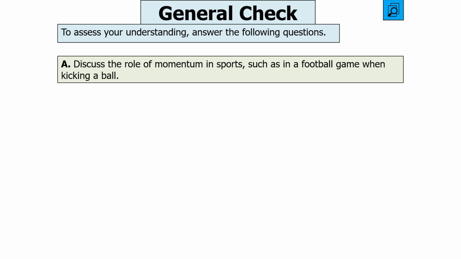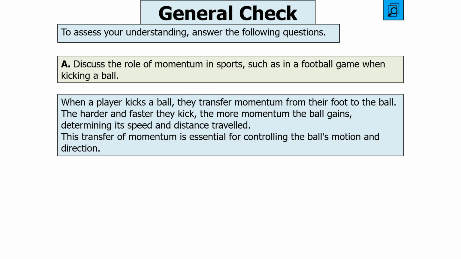Discuss the role of momentum in sports, such as in a football game when kicking a ball. So pause the video now, then unpause the video when you want to go through your answer. When a player kicks a ball, they transfer momentum from their foot to the ball. The harder and faster they kick, the more momentum the ball gains, determining its speed and distance travelled. The transfer of momentum is essential for controlling the ball's motion and its direction.